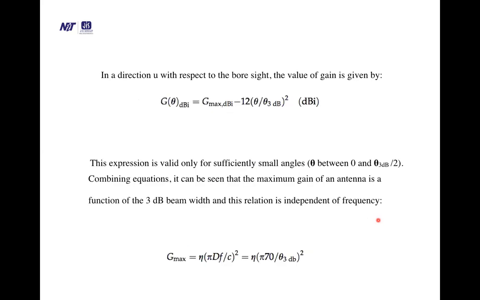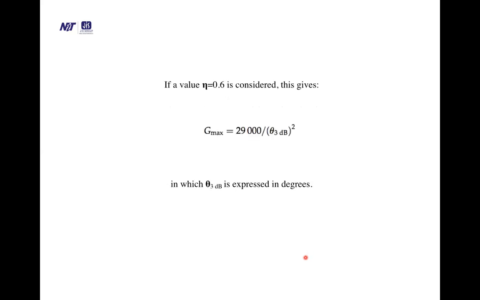In a direction theta with respect to both sides, the value of the gain is given by Gmax in dBi minus 12 times theta by theta 3 dB, whole squared. This expression is valid only for sufficiently small angles theta, between 0 and theta 3 dB by 2. Now combining the above equations, we get Gmax equal to eta times pi D f by c, whole squared, which is equal to eta times pi times 70 by theta 3 dB, whole squared. If eta is equal to 0.6, then Gmax will be 29000 divided by theta 3 dB whole squared, in which theta 3 dB is expressed in degrees.